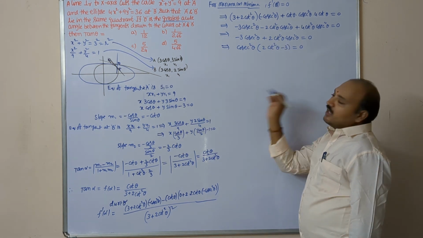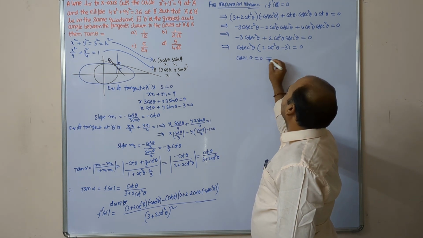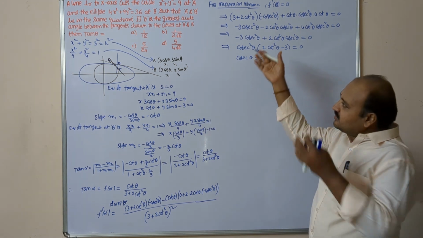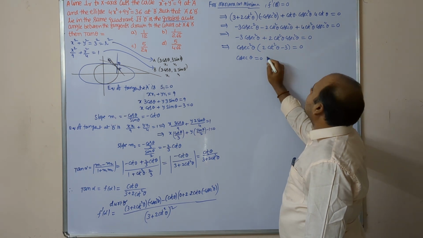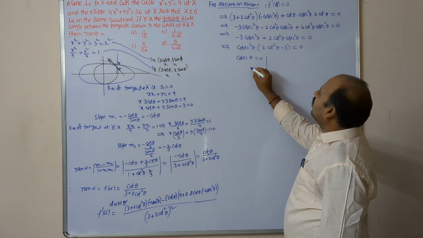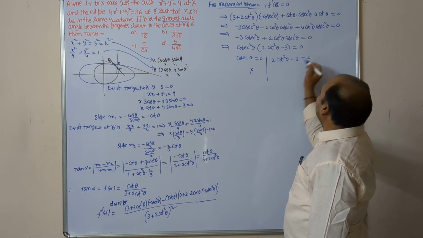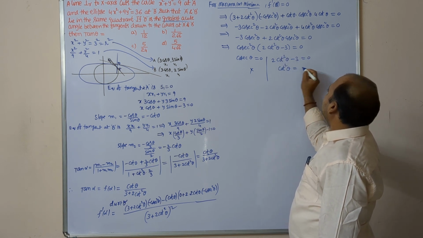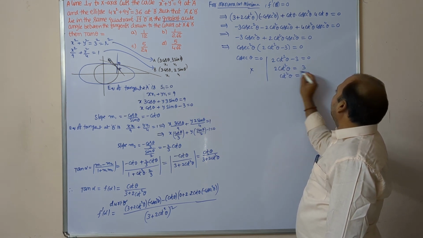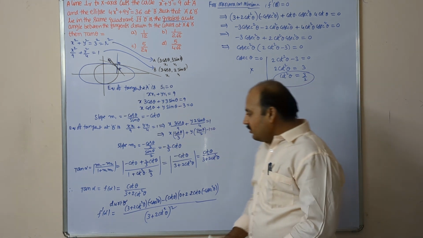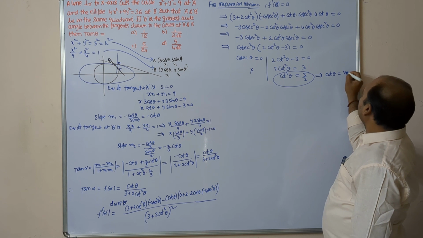So cosecant square theta is equal to 0 means cosecant theta is also 0. But if theta value is 0, there is no bearing to calculate maxima and minima. So we cannot consider this. So another case, we'll go for this one. 2 cot square theta minus 3 equal to 0. So cot square theta is equal to 3 by 2. Now we have to calculate cot theta from this. So root 3 by root 2.